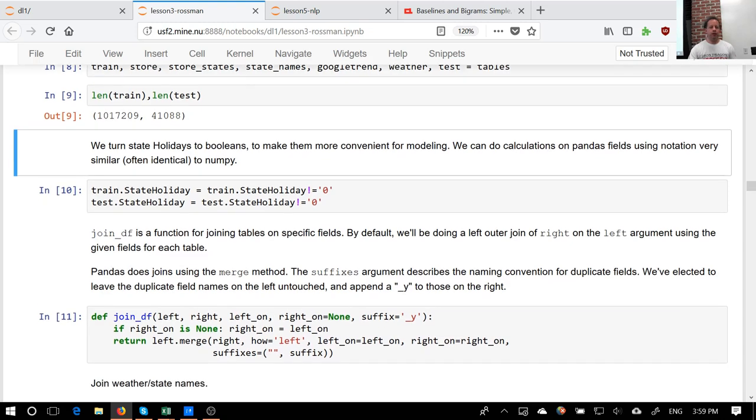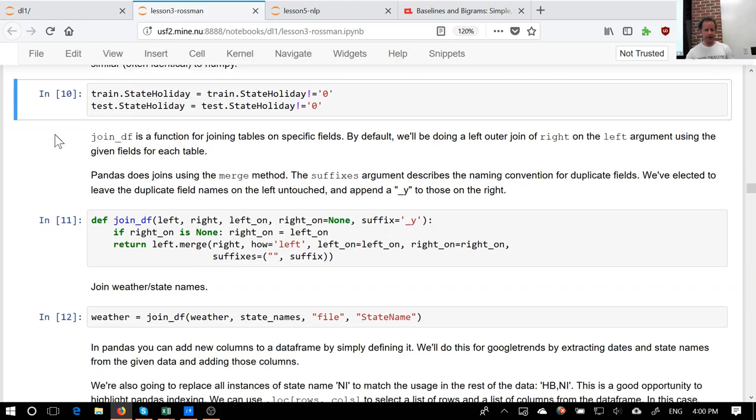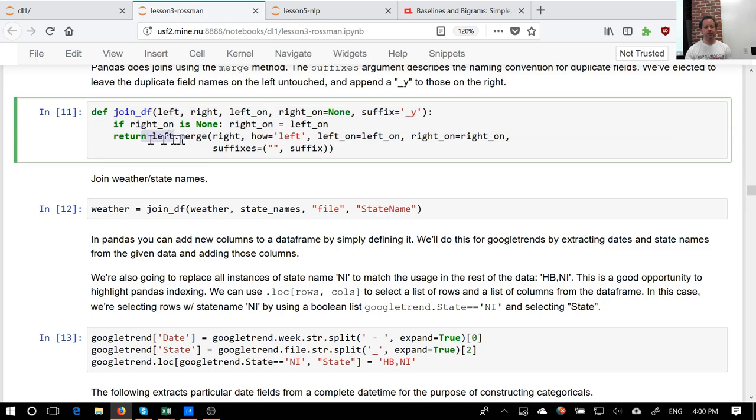Okay, so it's always nice to have your data be as easy to understand as possible. In this case, the data that came from Kaggle used various integers for the holidays. We can just use a Boolean of whether it was a holiday or not, so just clean that up. We've got quite a few different tables. We need to join them all together. I have a standard way of joining things together with pandas.